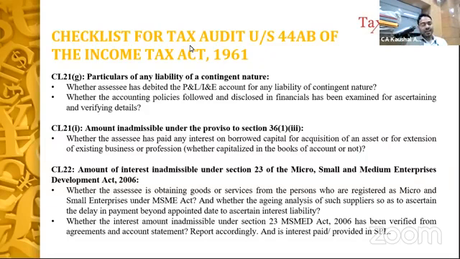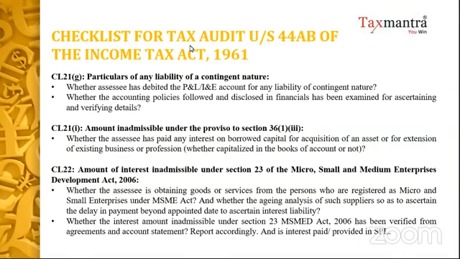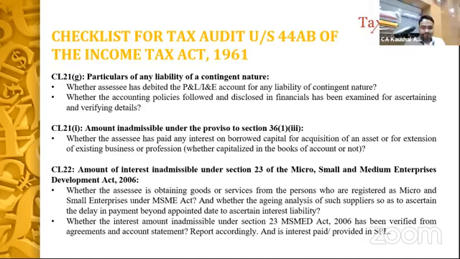The next clause is clause 22, which is very important for the MSME sector. Here the auditor needs to check that in case the company has availed goods or services from an MSME, the payment has been done to them as per the time limit prescribed. And in case where the payment has not been done as per the time limit, accordingly the provisions of interest have been given effect in the books of accounts, and the same has been reported under this clause.